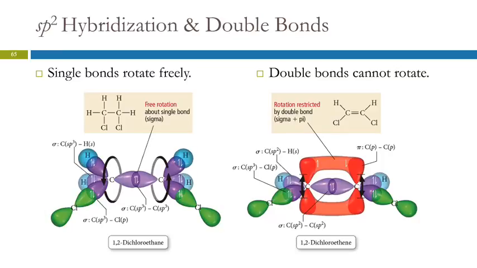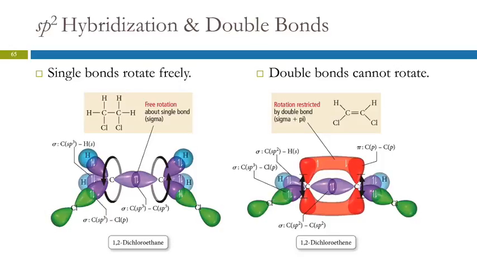That's rotation around this bond. You can get rotation there because it's an end-to-end overlap. Like if you stick your index fingers together, you can rotate your hand around, right, without breaking the connection. We get free rotation around a single bond. With a double bond, you don't get the rotation.